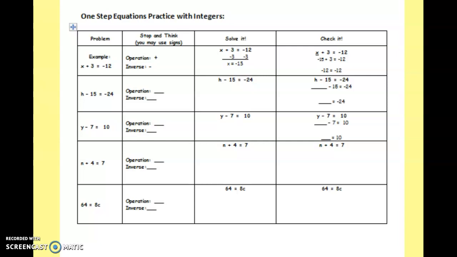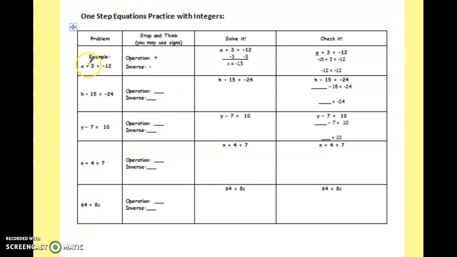All right, so we're going to do this in class if you're joining us for the live instruction. But here are some practice examples we're going to work through. Example number 1: here's my problem on the left-hand side. x plus 3 equals negative 12. This is just to stop and think to help you. What operation is acting on the variable?